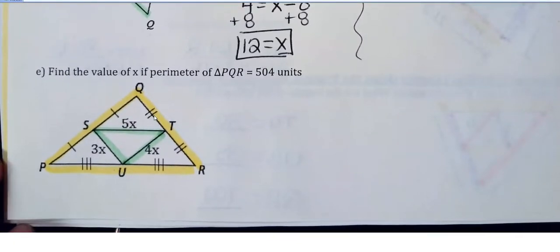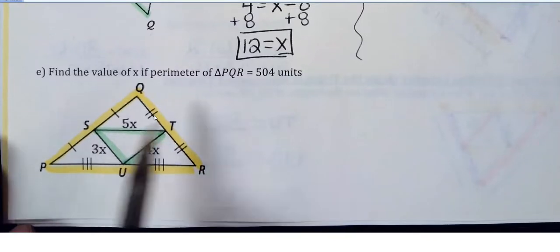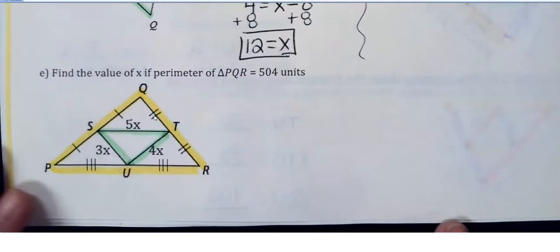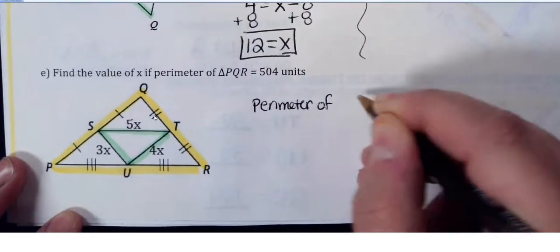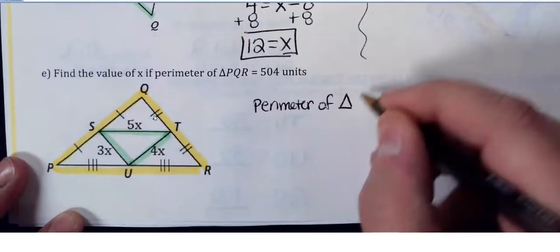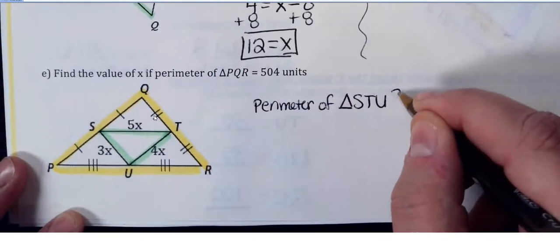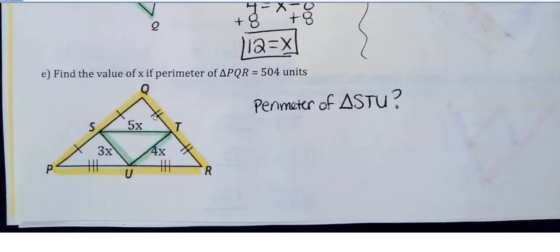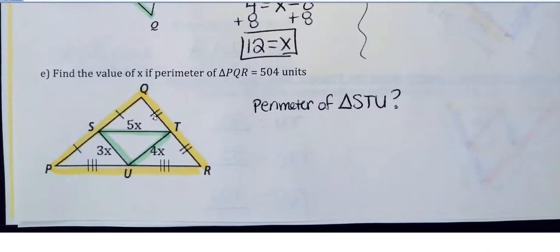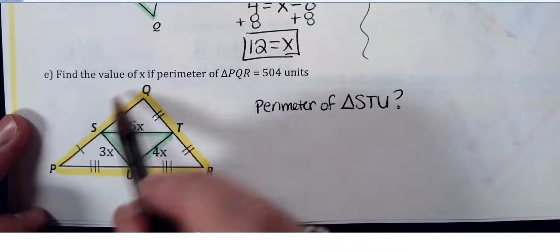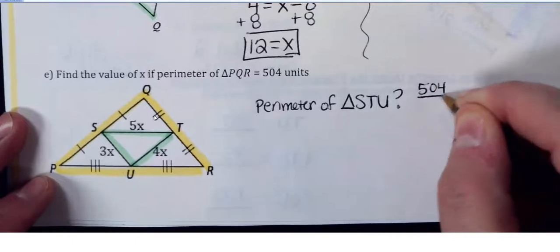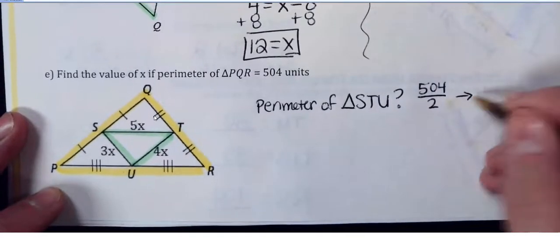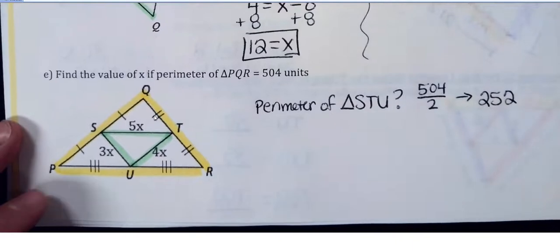Now, I could multiply some expressions by 2, but I would not do that. Here's what I would ask you. What would you tell me the perimeter of that triangle formed by the mid segments, STU, should be? Could we figure out what the perimeter of that smaller triangle should be? Exactly. If you have the 504 for the larger triangle, it's a 2-to-1 relationship. All you have to do is take that 504 and cut it in half. That's actually not a bad number. It's 252. So that should be the perimeter there.